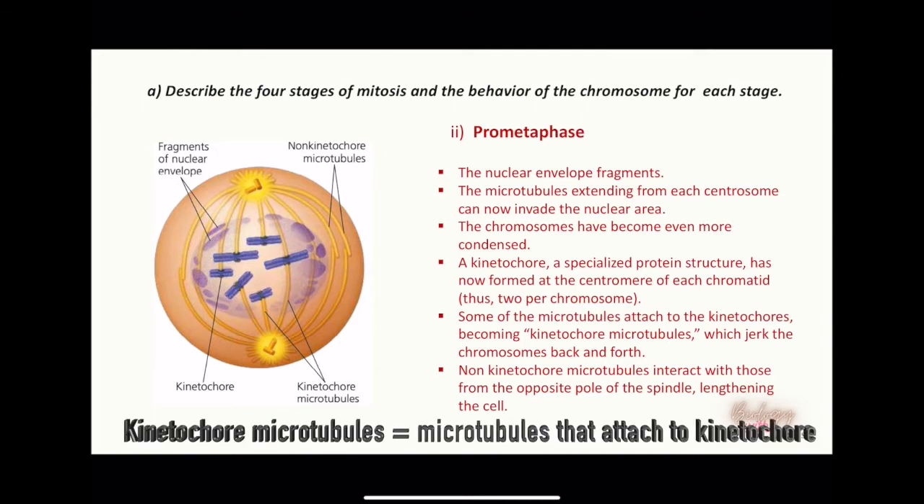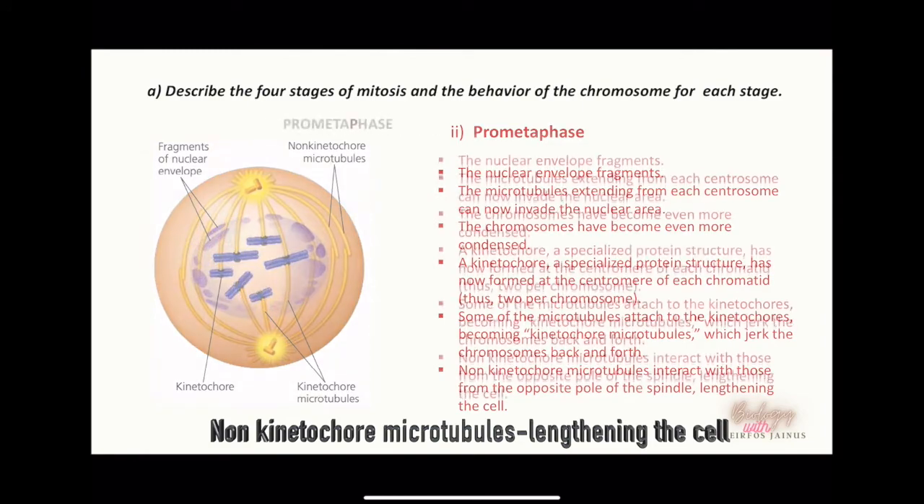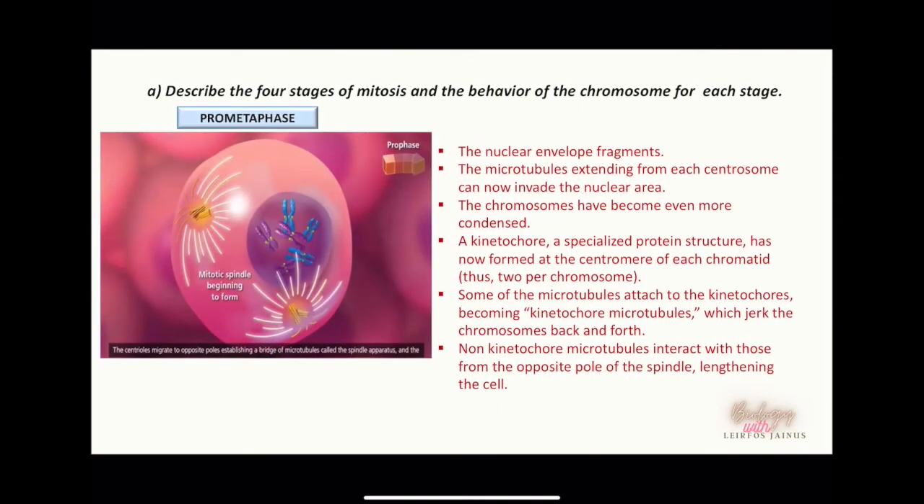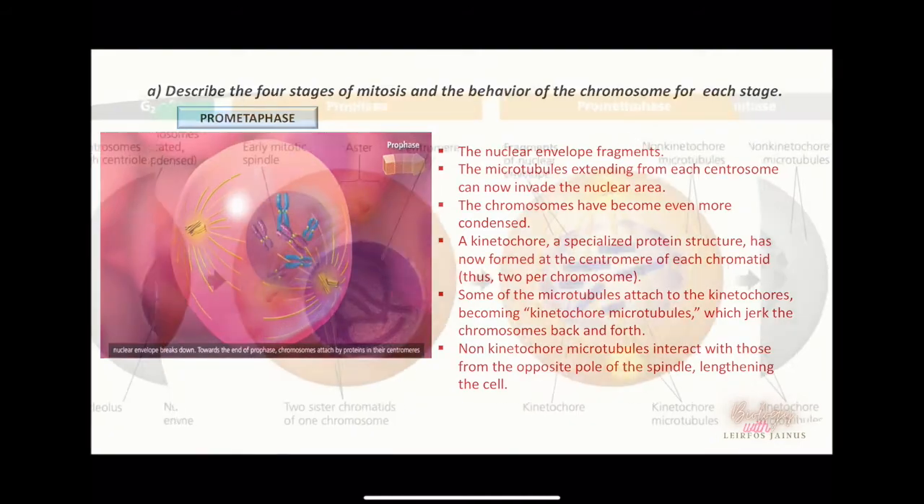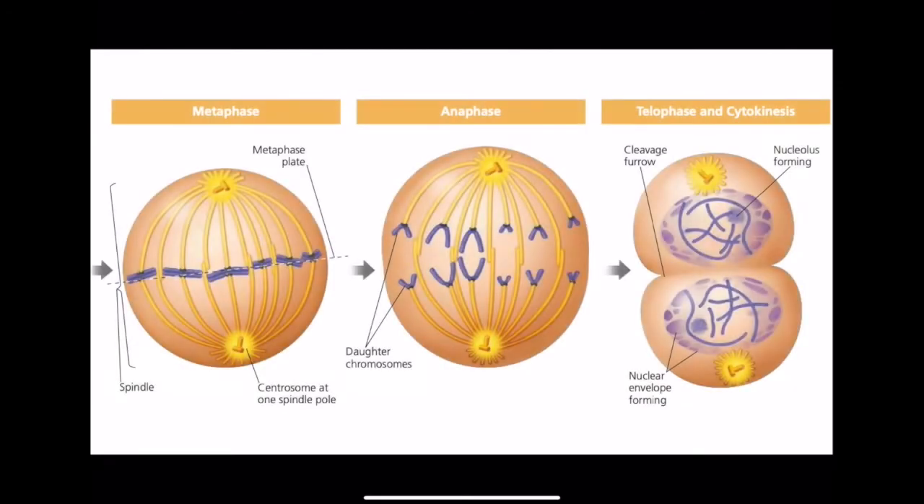Some of the microtubules attach to the kinetochore to form kinetochore microtubules, which jerk or move the chromosome back and forth. Some non-kinetochore microtubules will interact or overlap with the other spindle fibers from the opposite poles, which will lengthen the cell. Now we will proceed to the next stage of mitosis, the metaphase.